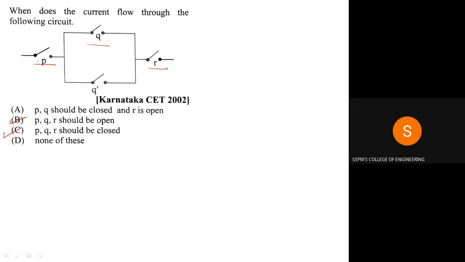Now we will see option C, which is the correct option. PQR should be closed. Suppose P is closed, Q is also closed, and R is also closed, then if the current comes from this side, it will flow like this, and the circuit will be useful. So PQR should be closed is the correct option.